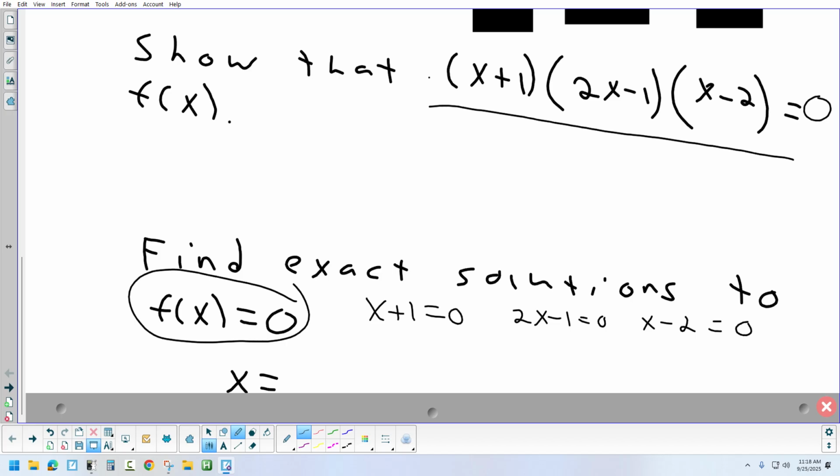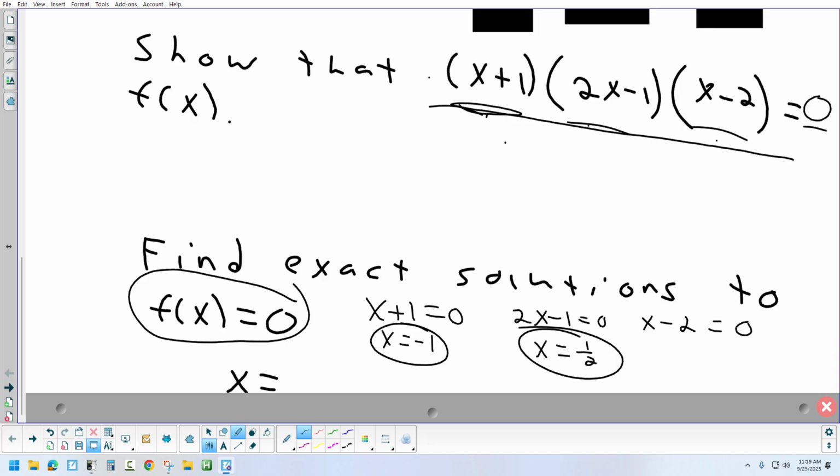And what would you plug in for x that would make the first set of parentheses 0? Yep, -1. So if you fill in a -1, this one will be 0. I don't care what these other ones come out to. Something times 0 is definitely 0. So -1 works. What would you plug into the second set of parentheses? Yeah? 1/2. Yep. And what would you plug into the third set of parentheses? Yep. 2.